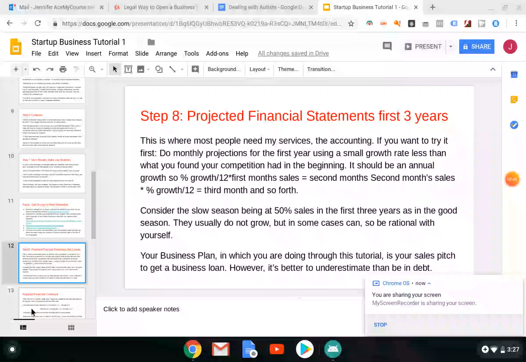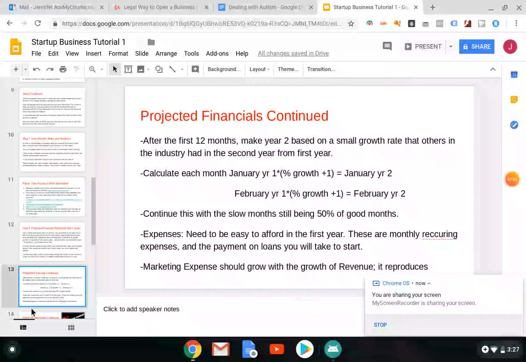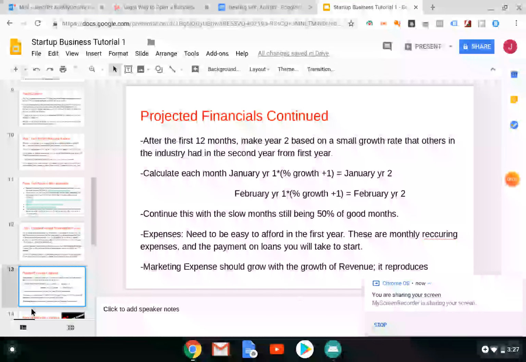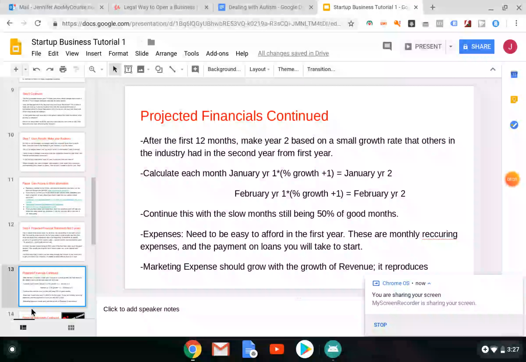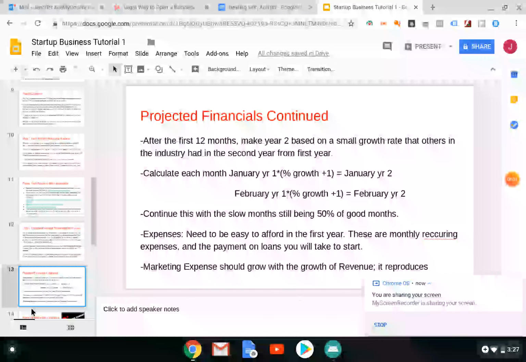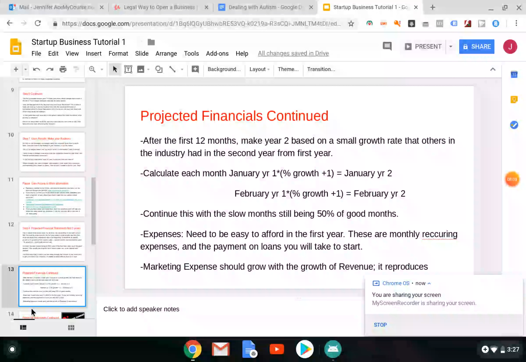Here are some additional formulas to use, calculating each month. January year 1 times the percent of growth plus 1. If you don't add the plus 1, then that would be considered your company producing less. And that would equal January year 2. February of year 1 times percent of growth plus 1 is February of year 2.